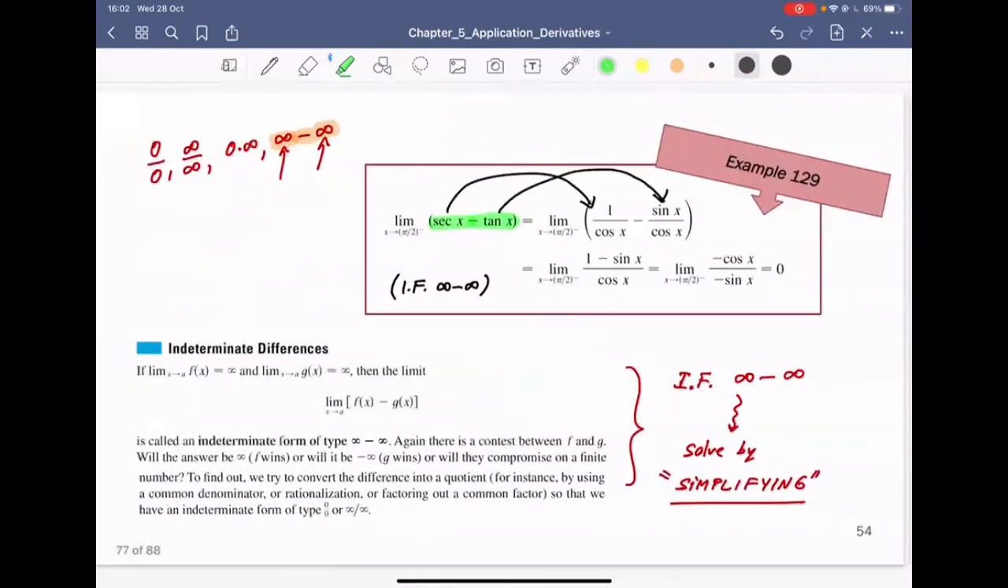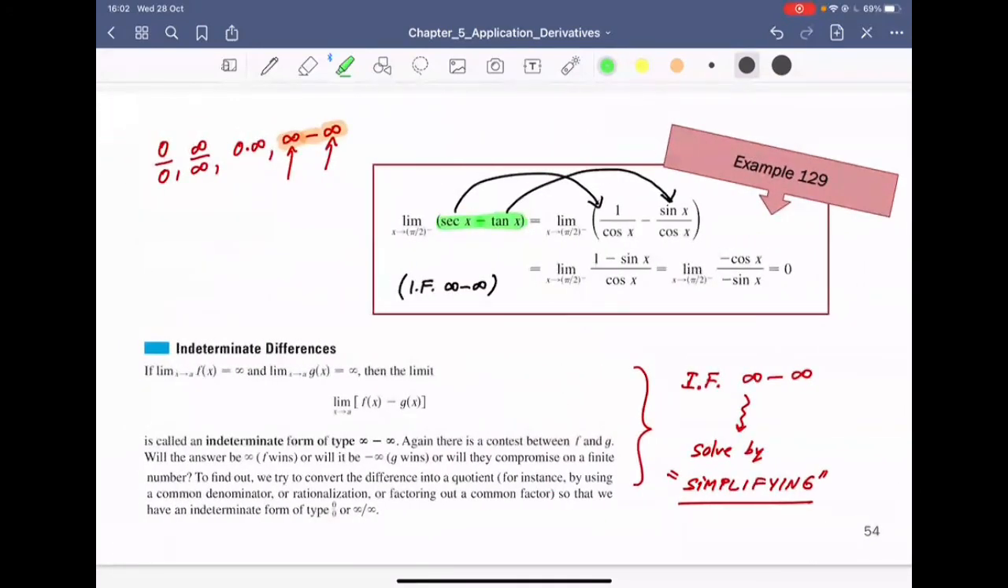Well, you have no other ways to do the indeterminate form infinity minus infinity at this point. We want you to simplify if you want to do it.